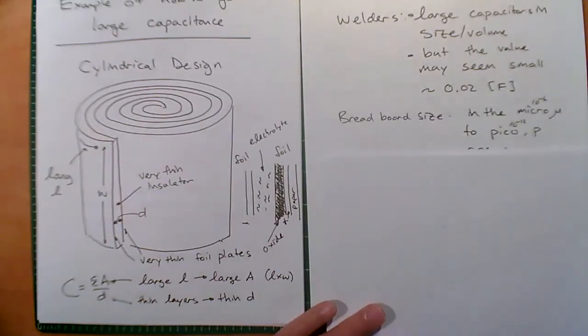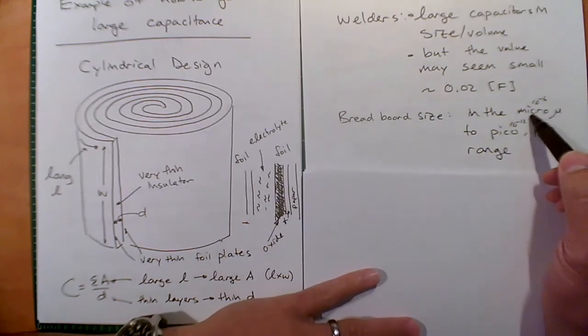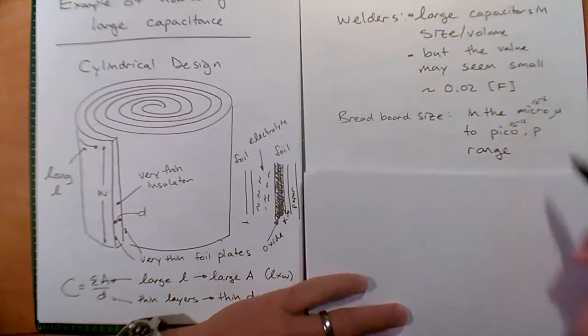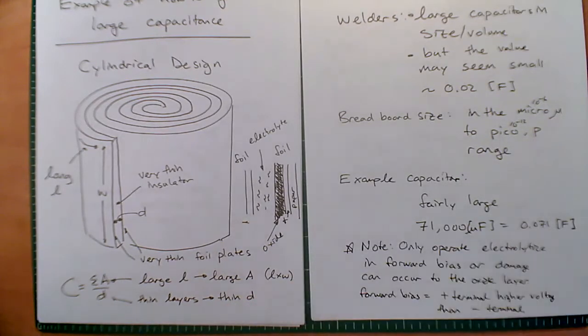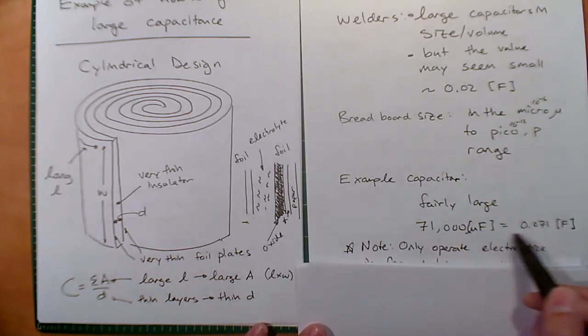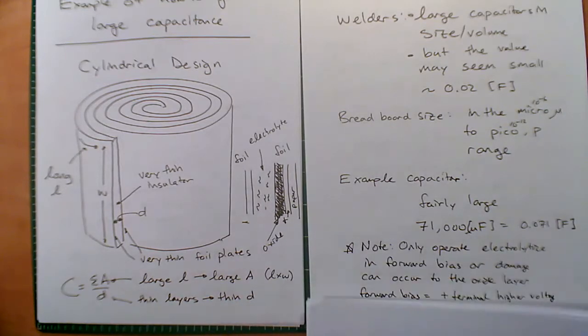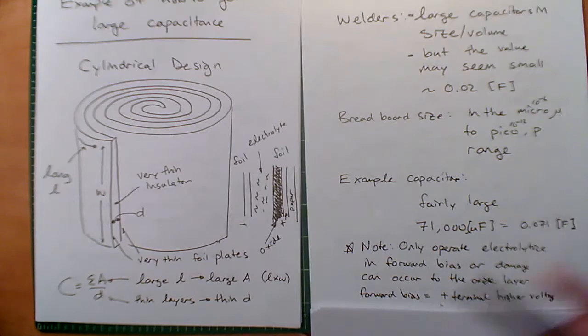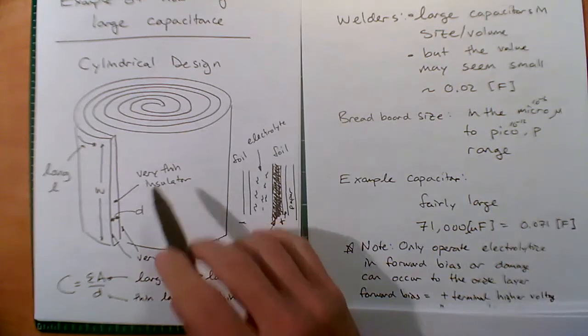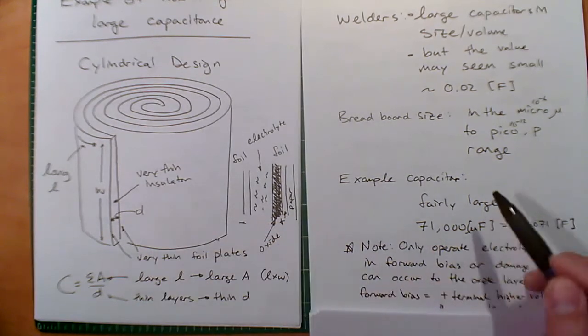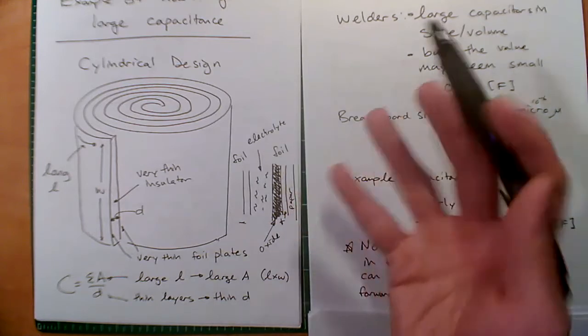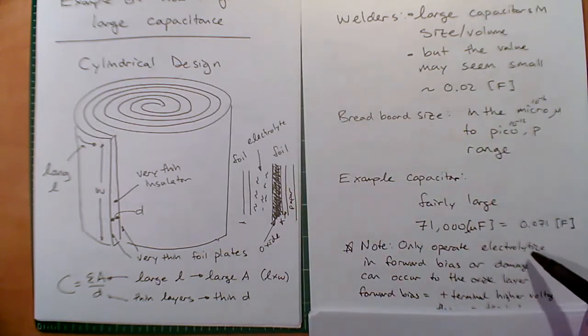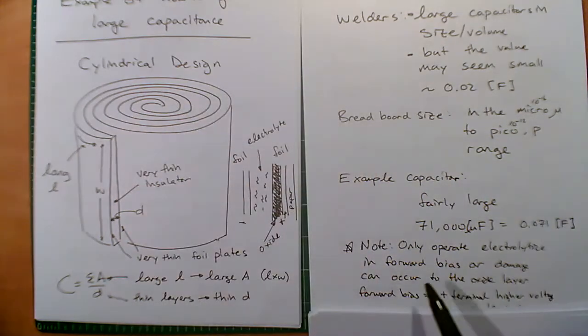What else? For little breadboard-size capacitors, you might be in the micro or the pico range, 10 to the minus 6, 10 to the minus 12. Another thing to note, if you see these electrolytic capacitors, they will have a polarity. Unlike a resistor, where it doesn't matter how you hook it up, with these cylindrical-type electrolytic capacitors you want to make sure it's in forward bias or you can damage it.